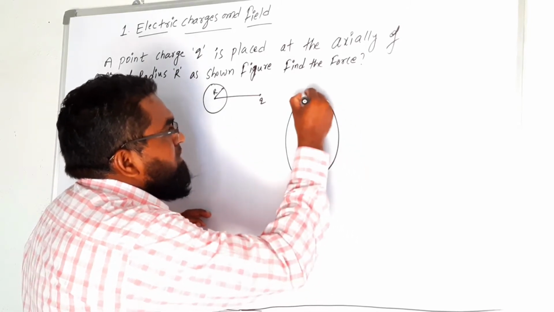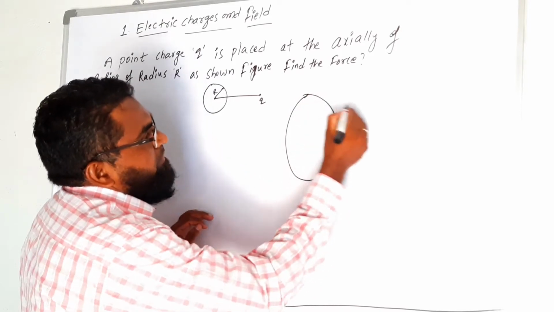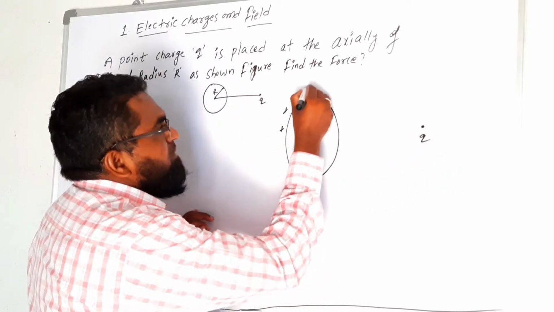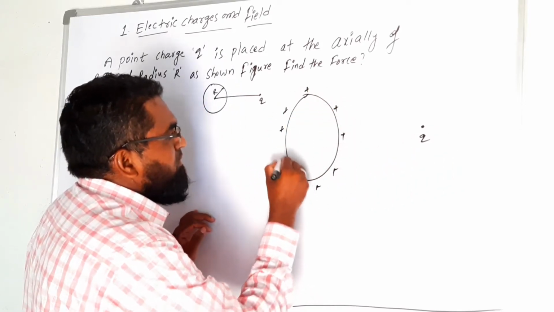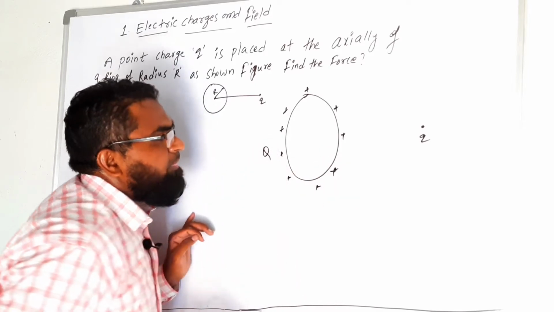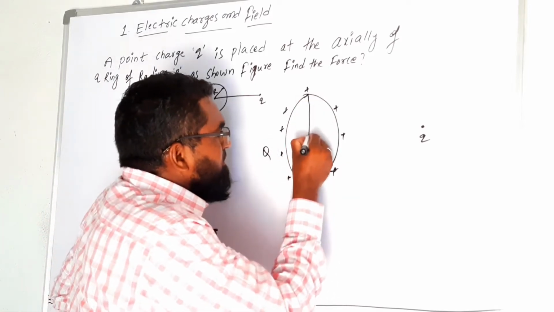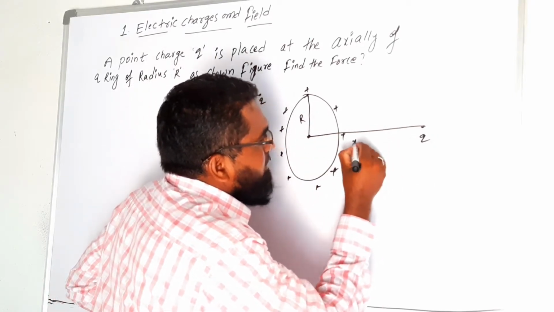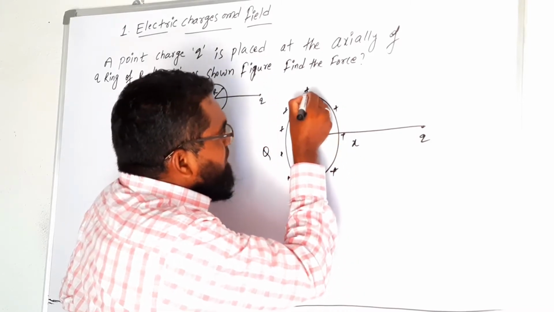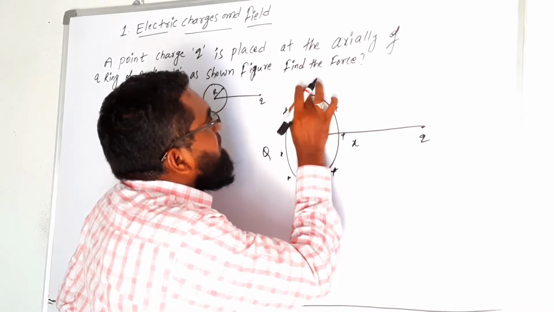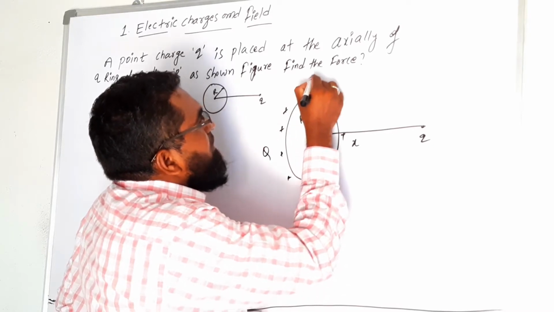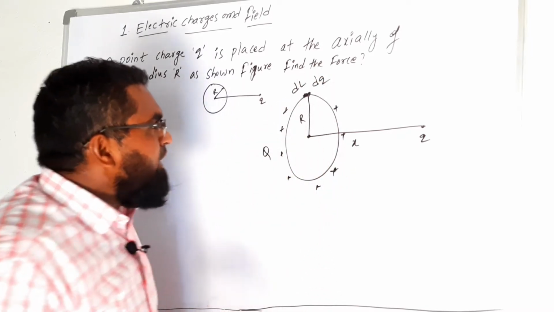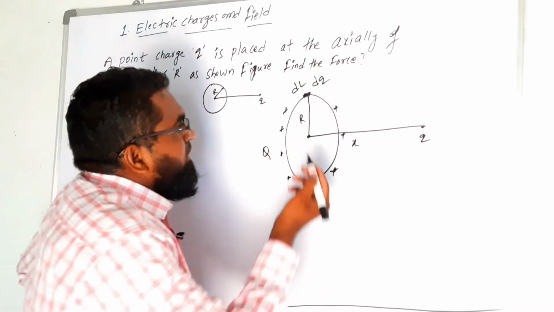Let us consider this is the ring. On its axis there is one charge, this charge is q. The ring radius is r, and the distance to the center point is x. Similarly, here consider one small part of the charge, dq, and its length is dl. The total ring length is l and the small part of the length is dl.